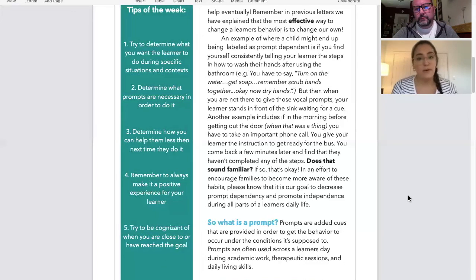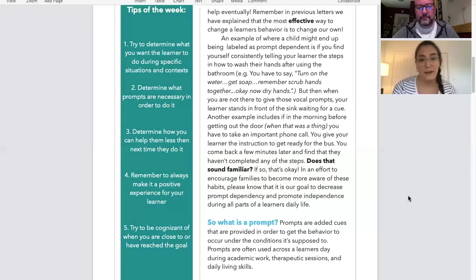Another example is if in the morning before going out of the door to go to work or school, when that was a thing, you had to take a really important phone call or needed to run to the bathroom or forgot something in your purse. So you told your learner, go get ready for the bus. And you come back a few minutes later and find that they haven't completed any of those steps. Does that sound familiar? I imagine there might be some parents right now nodding their head. There might be some saying no, some other examples though, and that's the point.